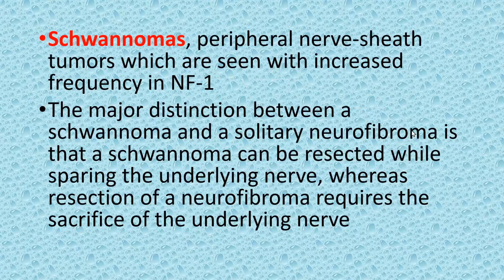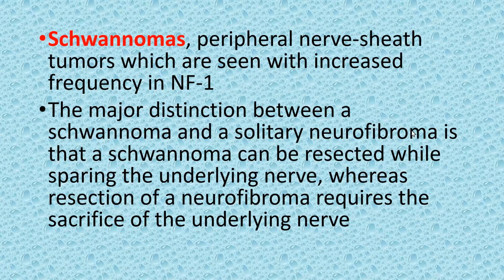Schwannomas. These are peripheral nerve sheath tumors, seen with increased frequency with neurofibromatosis 1. The major distinction between the schwannoma and the solitary neurofibroma is that a schwannoma can be resected while sparing the underlying nerve, whereas resection of a neurofibroma requires sacrifice of the underlying nerve.